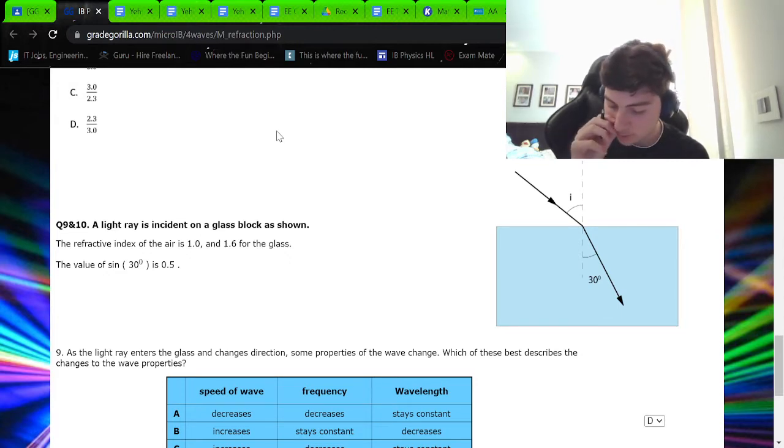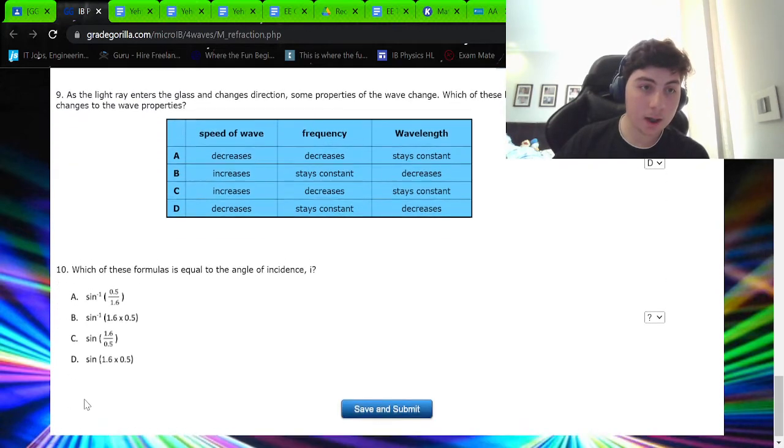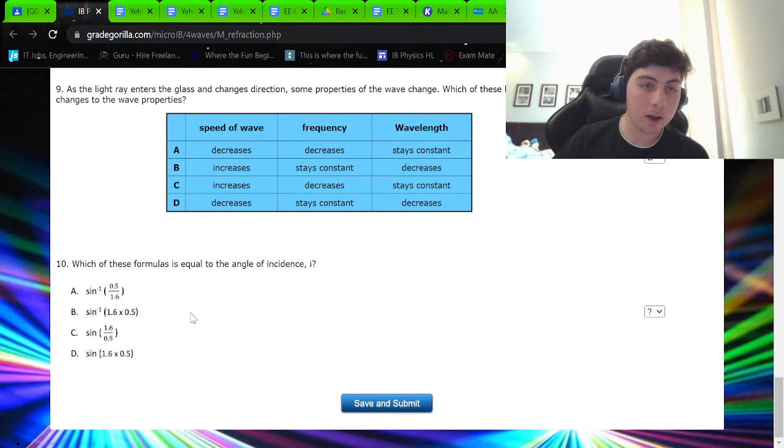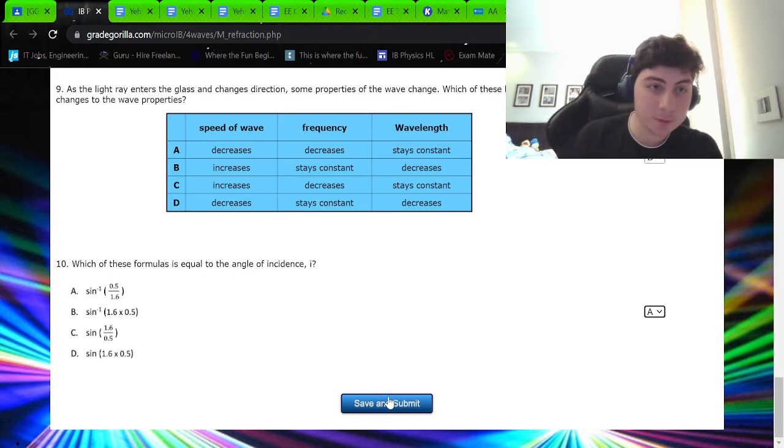Oh my god, it's Paper 1 question. So it's going to be 1 over 1.6 divided by, it's going to be A, I think. I hope. I got 30 seconds. So 1 over 1.6 divided by 0.5, which is like taking the reciprocal, so it'll be 1.6 over 0.5. So C. Bada bing, bada bong. Let's go.